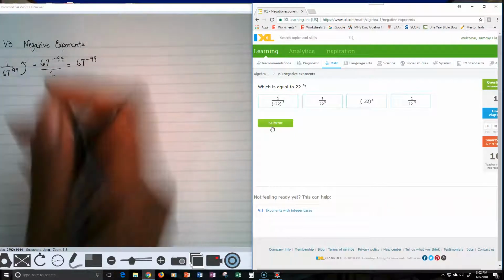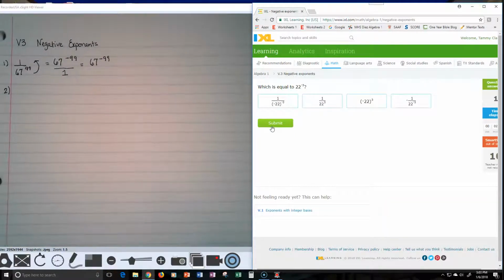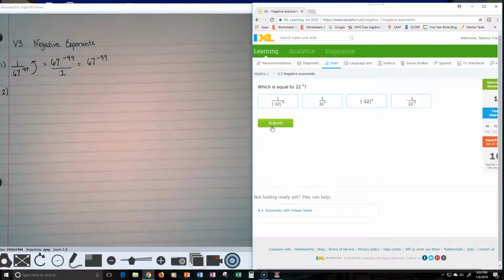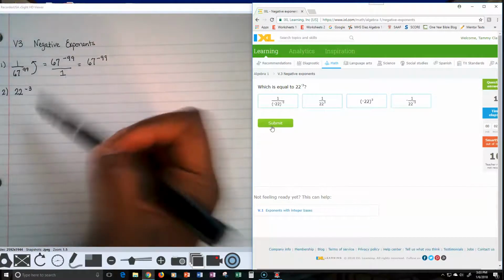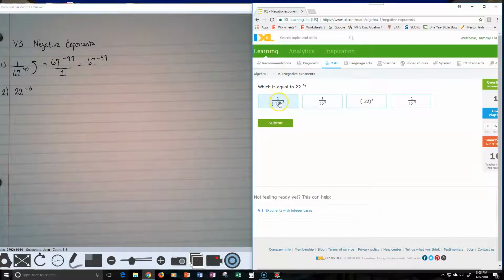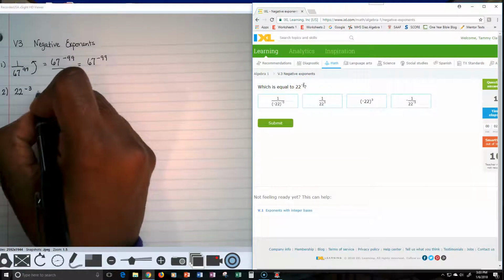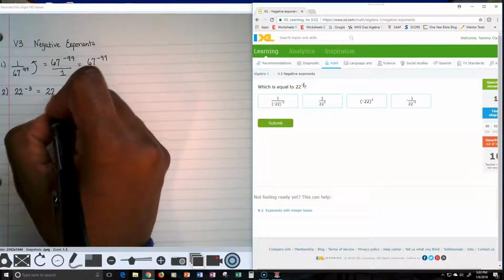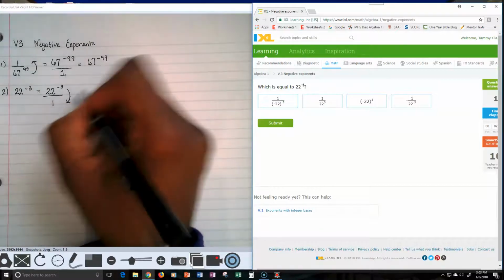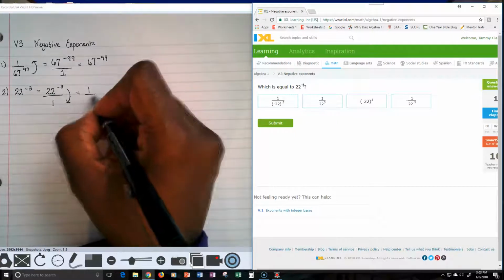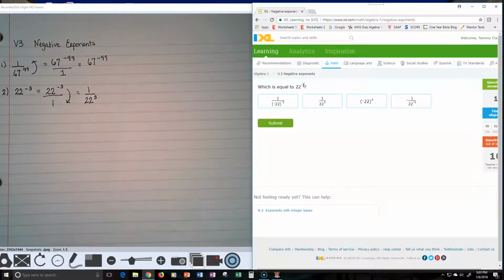Let's look at 2. Which is equal to 22 to the negative 3rd power? Well, if we look at the first one, these are not equivalent, because if I take 22 to the negative 3rd power, then what I'm really saying is this is equal to 22 to the negative 3rd power over 1. And when I flip them, it becomes 1 over 22 to the positive 3rd power. So this would be the correct answer.